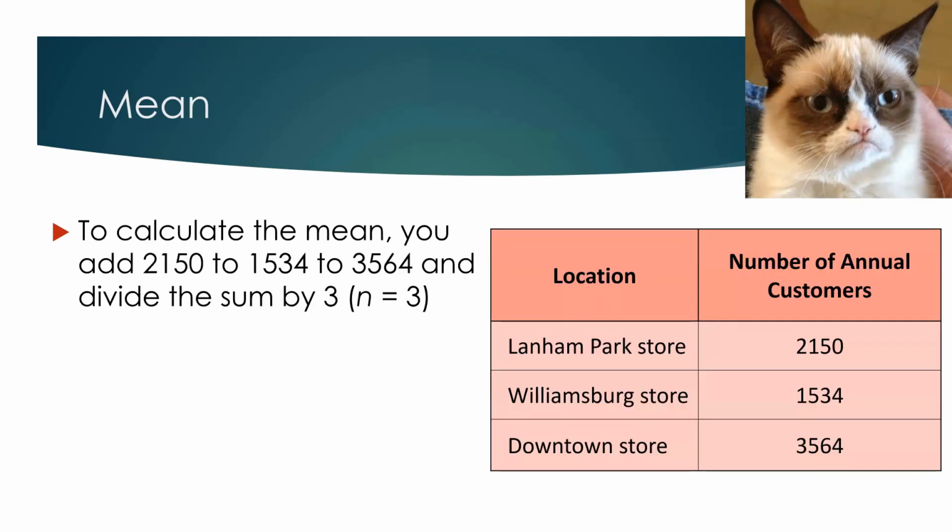So let's try some practice with this. Say that I want to find the mean of the annual number of customers my 3 stores get at 3 different locations. Go ahead and calculate the mean. You can pause the video if you want to do this math, and then I'll show you the answer once you resume. What you would do is add all 3 of these numbers up, and then divide the sum by 3, since we have 3 numbers, so n equals 3. What you should have gotten is 2,416. That's the average number of customers that I'm getting across my 3 stores in this scenario.